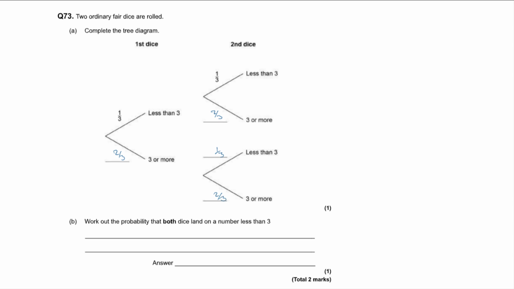Work out the probability that both dice land on a number less than 3. So which route is that? That's less than 3 and less than 3. So what's that going to be? Probability of less than 3 and less than 3. In probability, and means multiply. So we're going to do the probability of 1/3 times the probability of 1/3, and that is 1/9 then, isn't it?